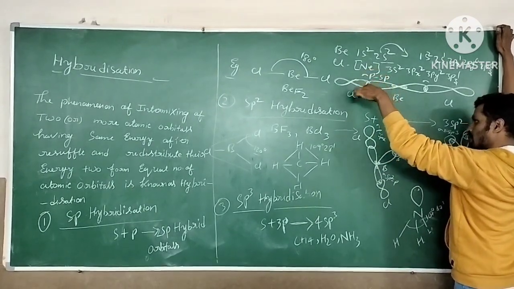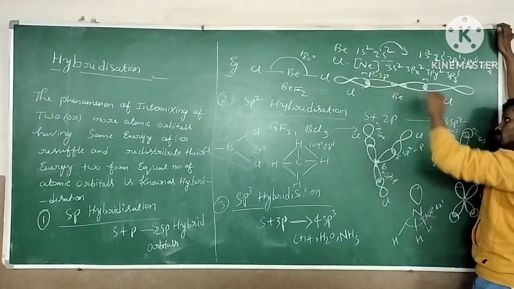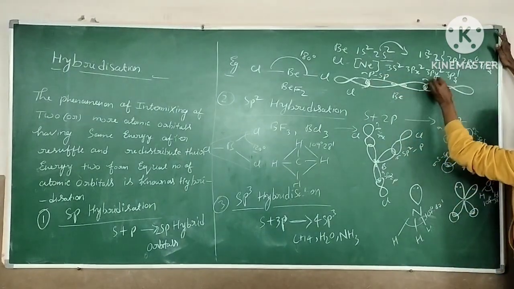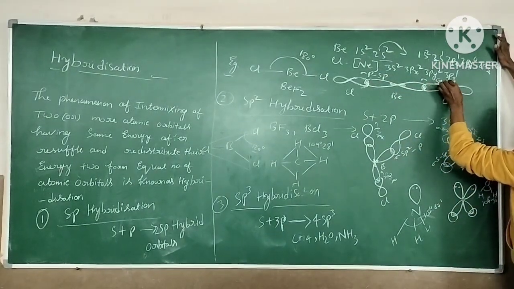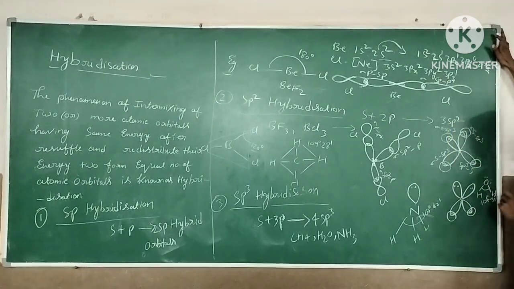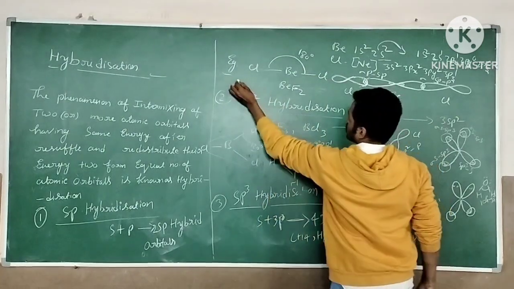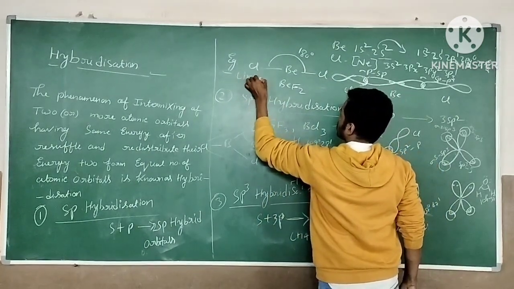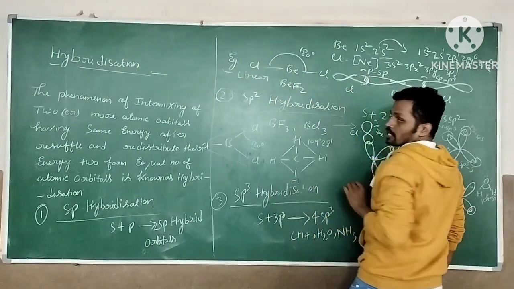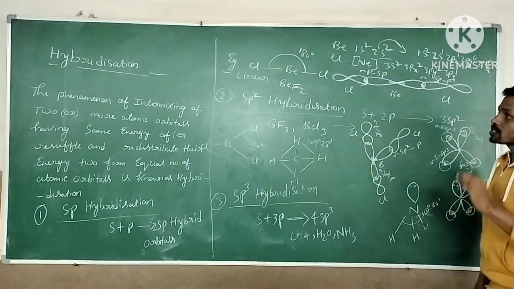This p belongs to chlorine, this sp belongs to beryllium, and this sp belongs to beryllium, and this p belongs again to chlorine. And what is the shape of the molecule? The shape is linear, and the bond angle is 180 degrees.